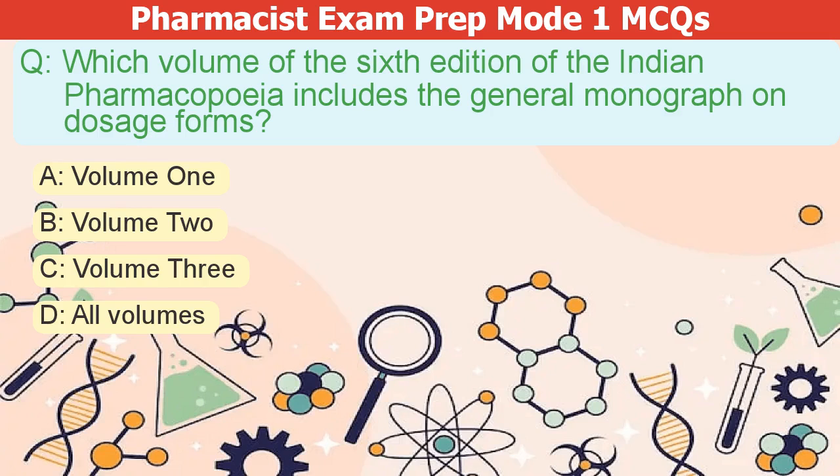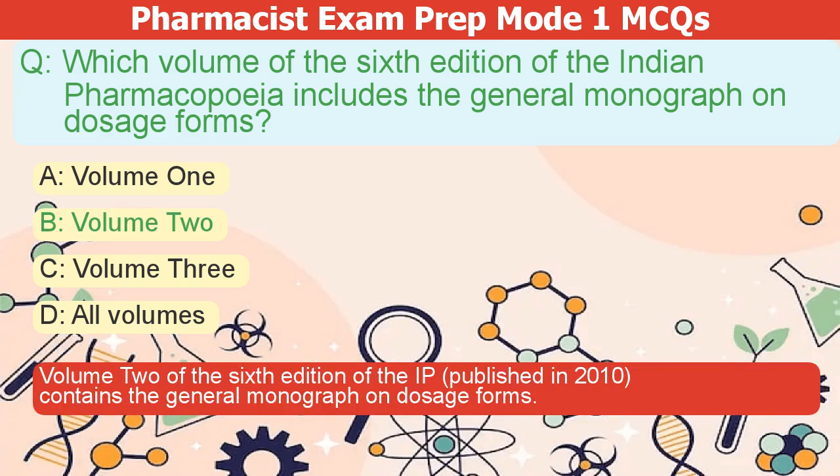Which volume of the 6th edition of the Indian Pharmacopoeia includes the general monograph on dosage forms? A. Volume 1. B. Volume 2. C. Volume 3. D. All volumes. The correct answer is B. Volume 2 of the 6th edition of the IP, published in 2010, contains the general monograph on dosage forms.